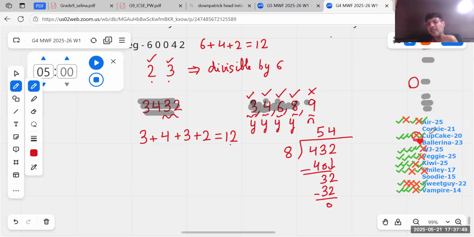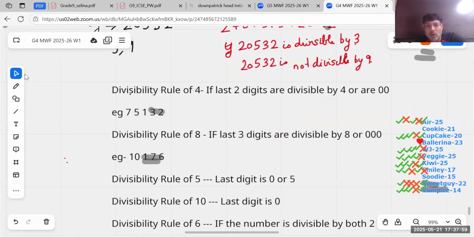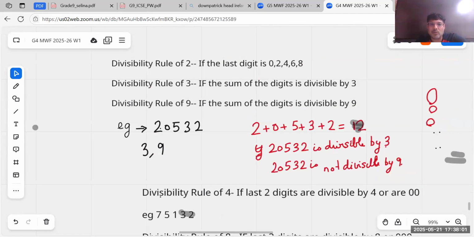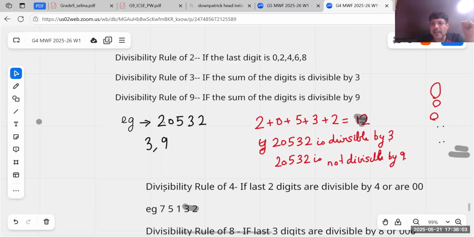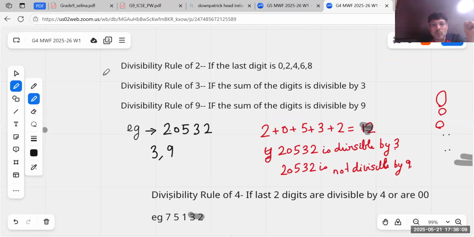Everyone understood this? Now guys, we will revise the rules once again. Then we will do 11 also. I think we will do 11 in the next class. So, divisibility rule of 2.